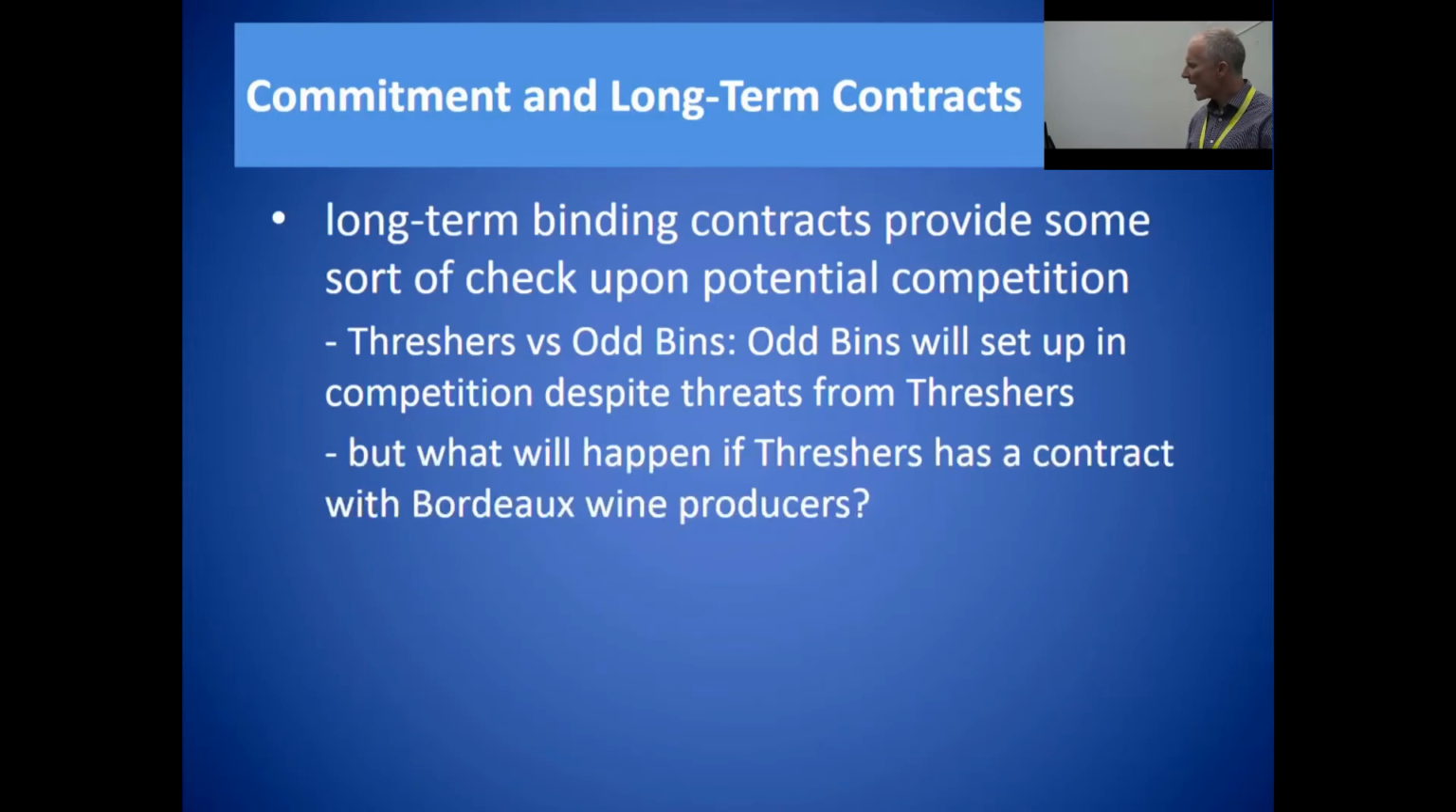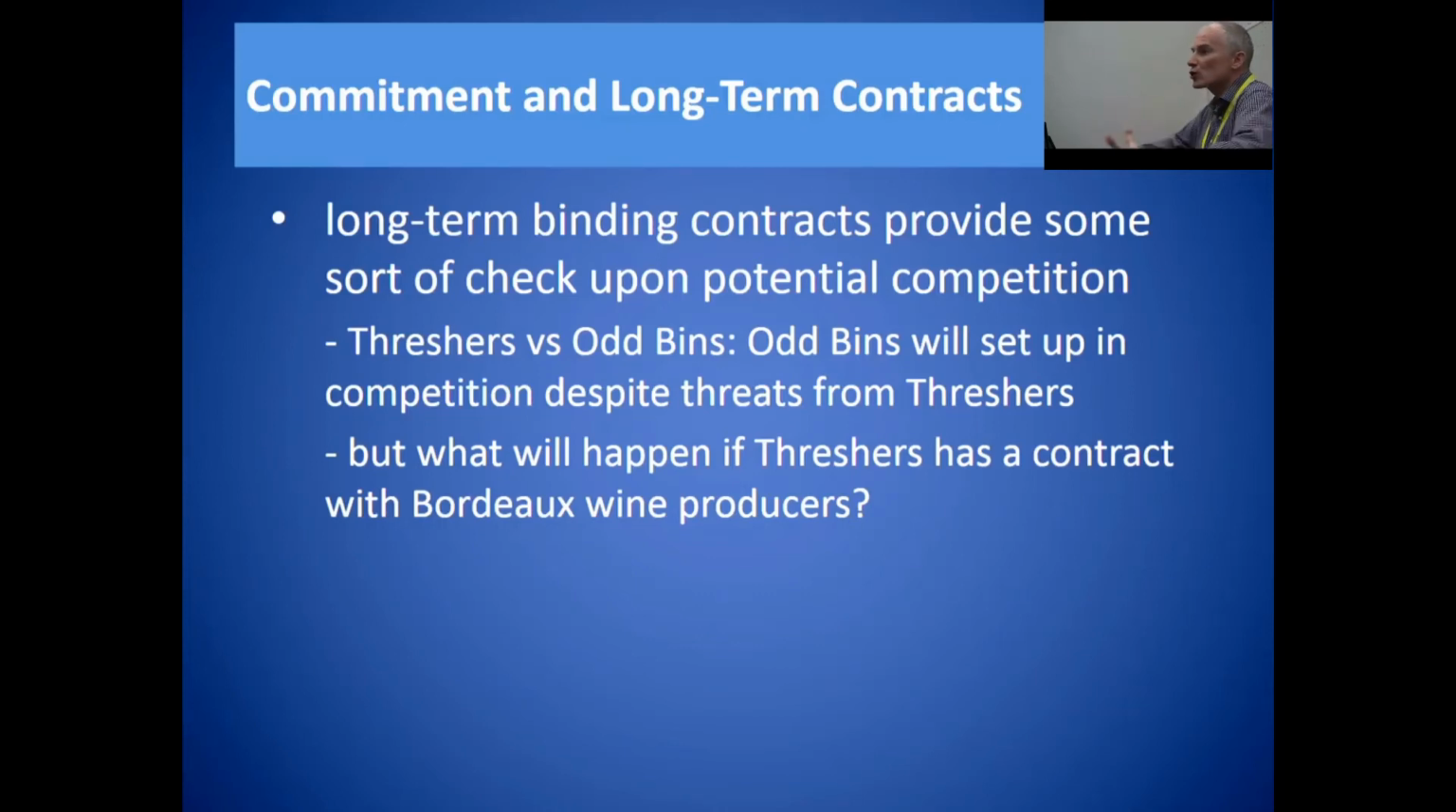But think, how would this situation change if Threshers had a long-term supply contract with producers of Bordeaux wine? So each and every month, they were committed, legally committed, to buying a certain quantity of wine. They'd have no choice. They've got to buy the wine because they've got a long-term binding contract. Now think of the situation. If Odd Bins enters the market, what can Threshers do? Can they buy less wine? No. They've got this contract. They've got to buy the wine.